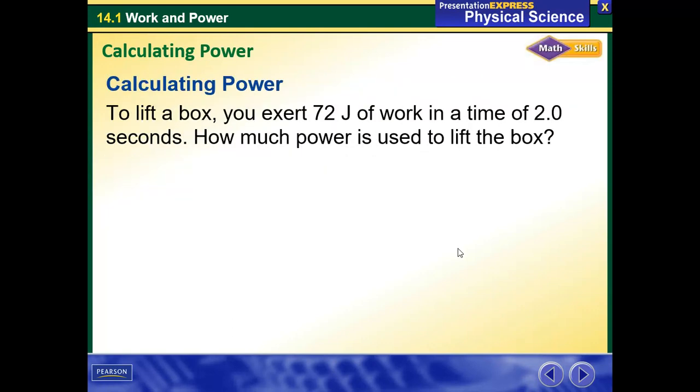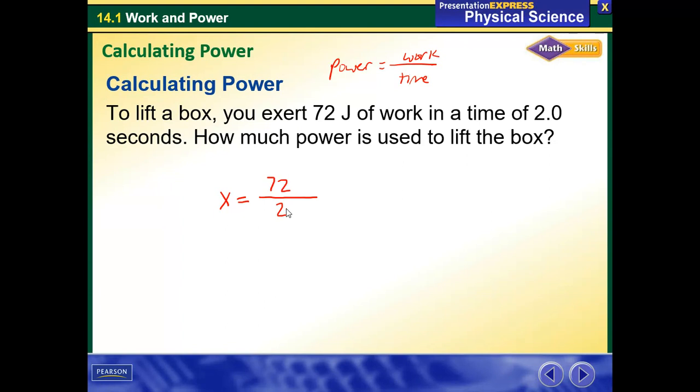So let's actually use that equation to calculate how much power is being used to lift a box. Here it says to lift a box, you exert 72 joules of work in a time of 2 seconds. We have to realize that our power equation equals work divided by time. So it's asking for power. That is our unknown, so we're going to throw X in for that. And then we need two values, work and time. Here it says 72 joules of work, so we're going to plug that in for work. And then it says my time is 2 seconds.